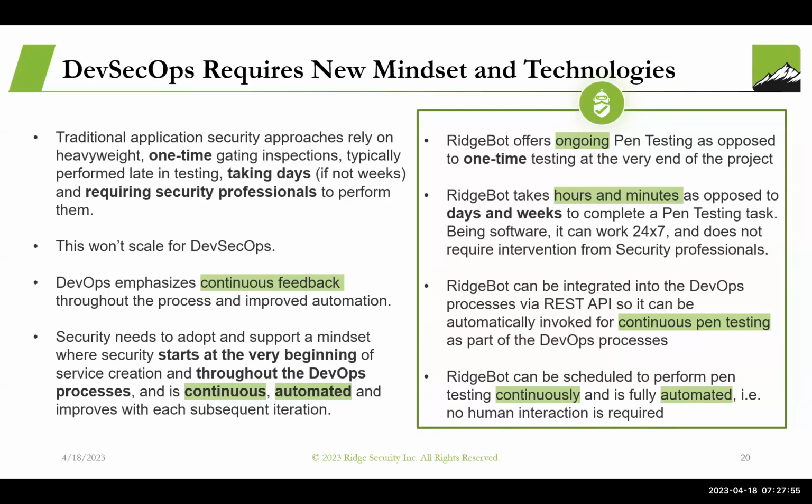It offers a rich REST API, and it can be invoked by various parts of the DevOps process. And lastly, Ridgebot can be scheduled to perform pen testing continuously. And as I mentioned earlier, it is fully automated. These are the two keywords that were also used by Gartner. They're saying that continuous and automation is required. That's part of the new mindset and the new technologies needed.